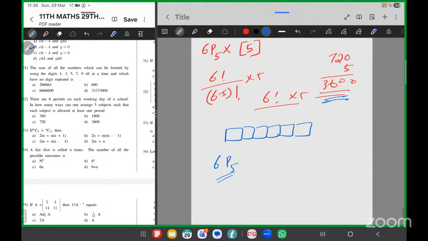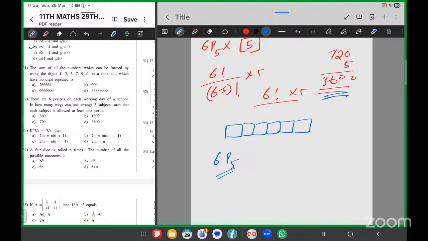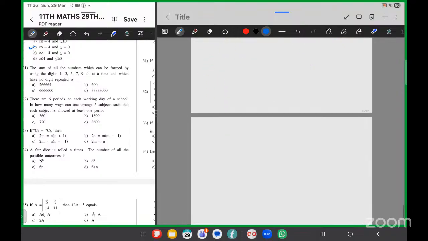वो भी आएगा ये भी आएगा. Okay. There are 6 periods on each working day of a school. In how many ways can one arrange 5 subjects such that each subject is allowed at least one period?